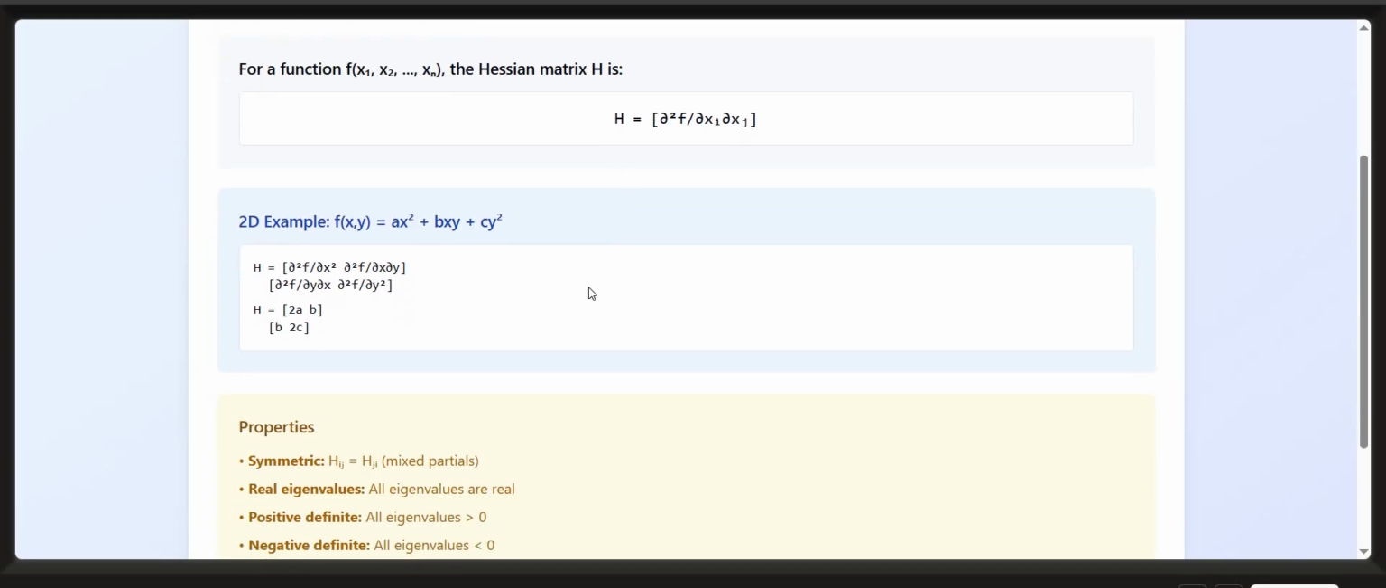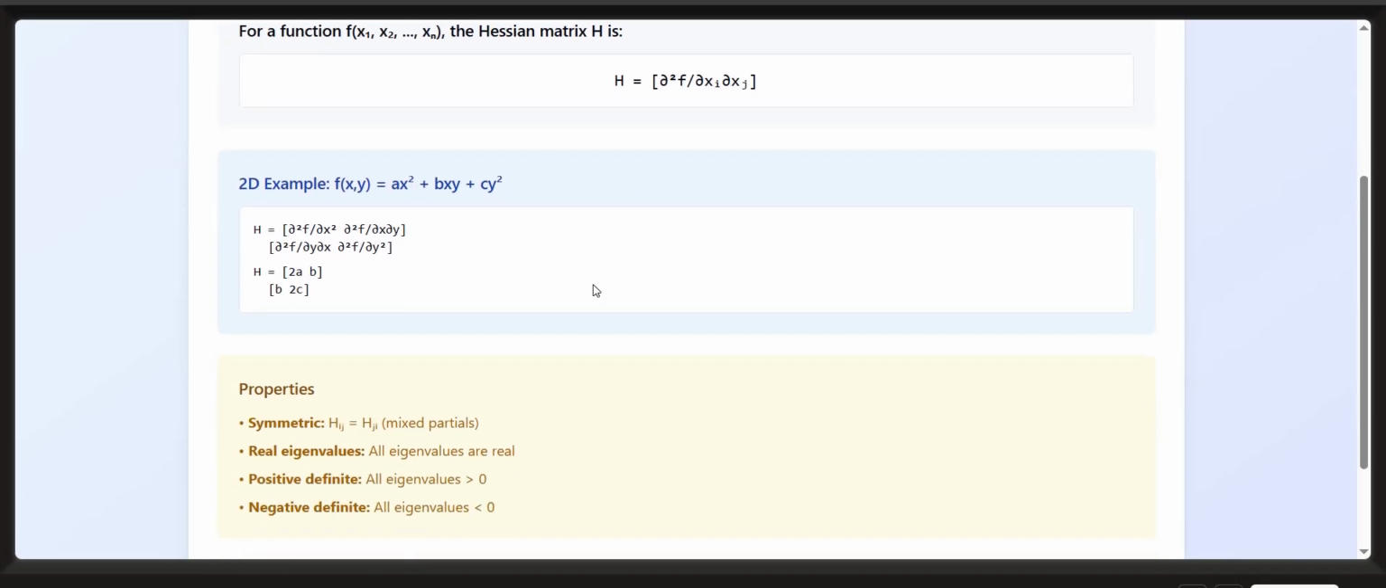Okay. Now let's make this more concrete with a two variable example. Suppose we have a function like this: f of x and y equals a times x squared plus b times xy plus c times y squared. That's written as f of x, y equals ax squared plus bxy plus cy squared. Okay, so we have a basic quadratic form in two variables.